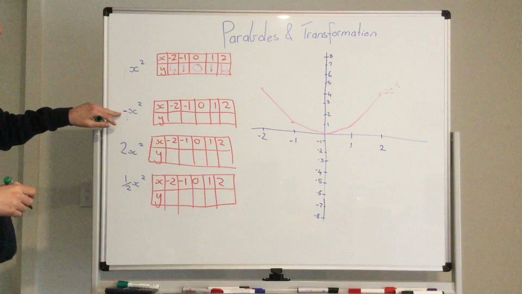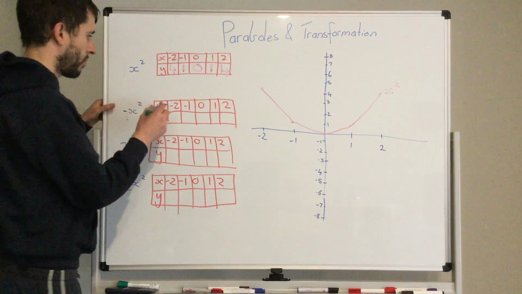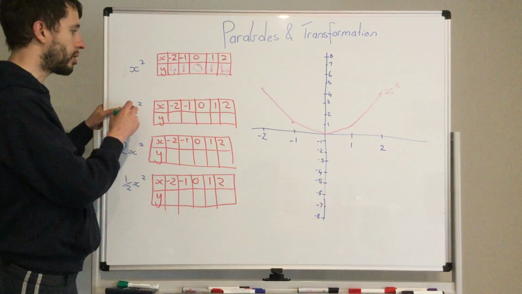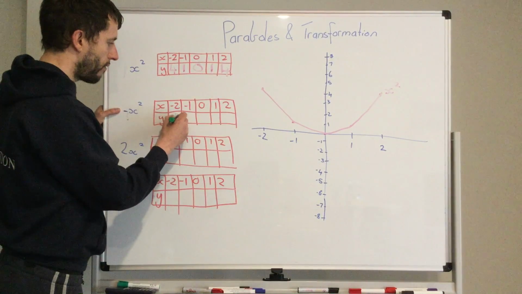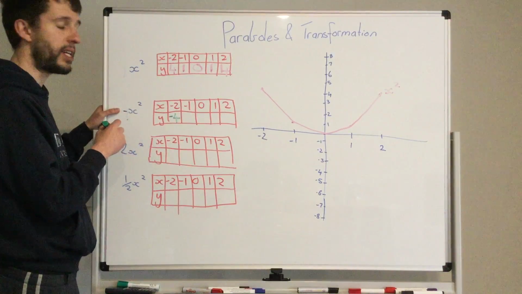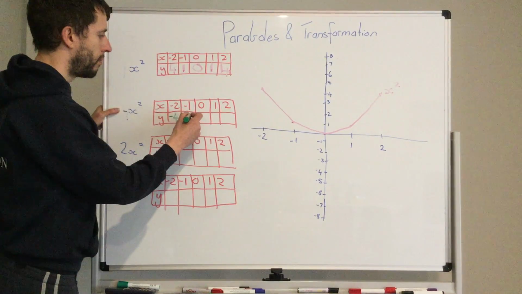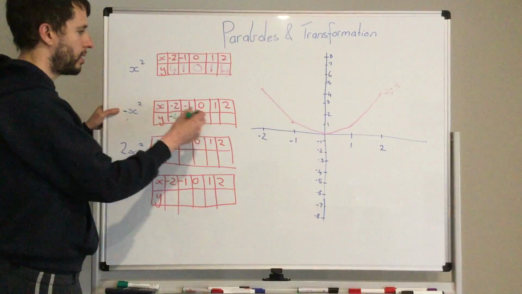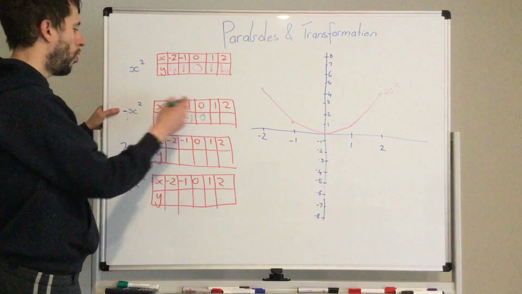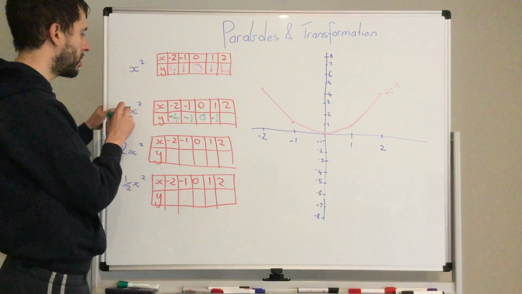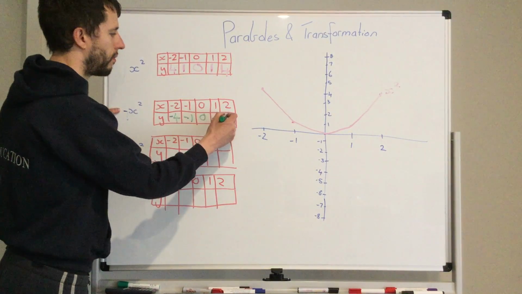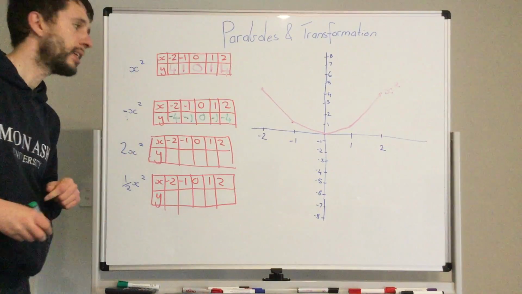Let's look at when we've just changed it to a negative only. Negative 2 squared is 4, negative 4, because we've got a negative there. Negative 1 squared is 1. Ooh, we've got a negative 1. 0 squared is 0. 1 squared is 1, add a negative. 2 squared is 4, add the negative. So it's just the exact opposite.